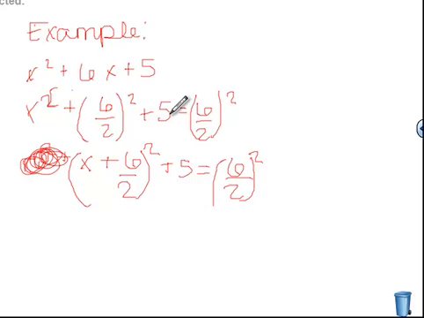Okay. Then you can reduce the 6 over 2, so that it's (x plus 3) squared plus 5 equals 3 squared. So then you just evaluate the square of the 3 on the right side. So it would just be (x plus 3) squared plus 5 equals 9. And that's your vertex form.